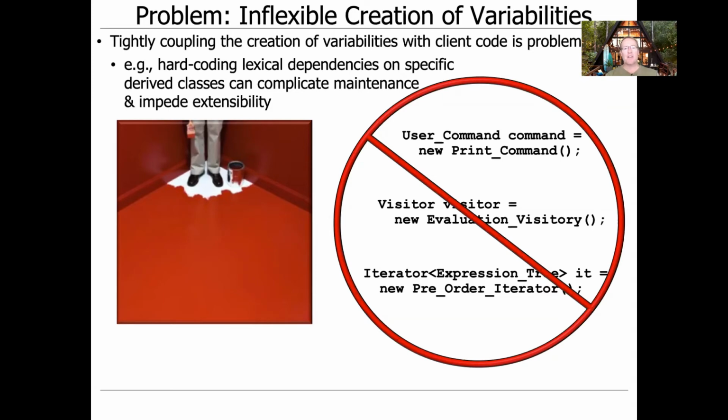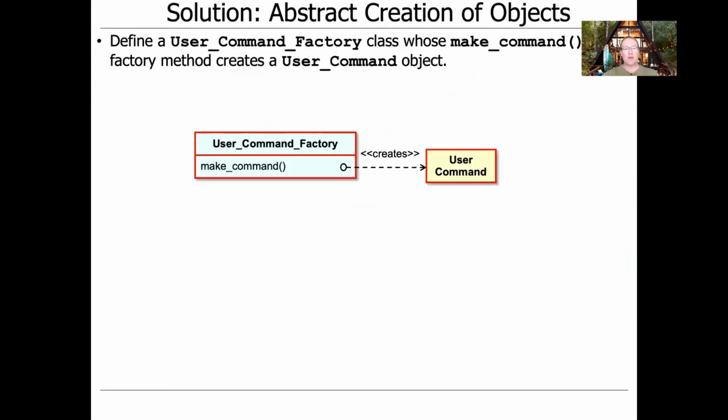And that means we have lexical dependencies on specific derived classes. So if we want to make any changes whatsoever to our program, we've got a lot of work to do. We have to go to the client code and make those changes, which of course is just unwieldy and inconvenient and not a good way to build your software. So what do we do instead? Well, instead, we're going to define something called a user command factory that has a factory method called make command. And make command is going to create the appropriate user command object. And then that user command object would be used throughout the program.